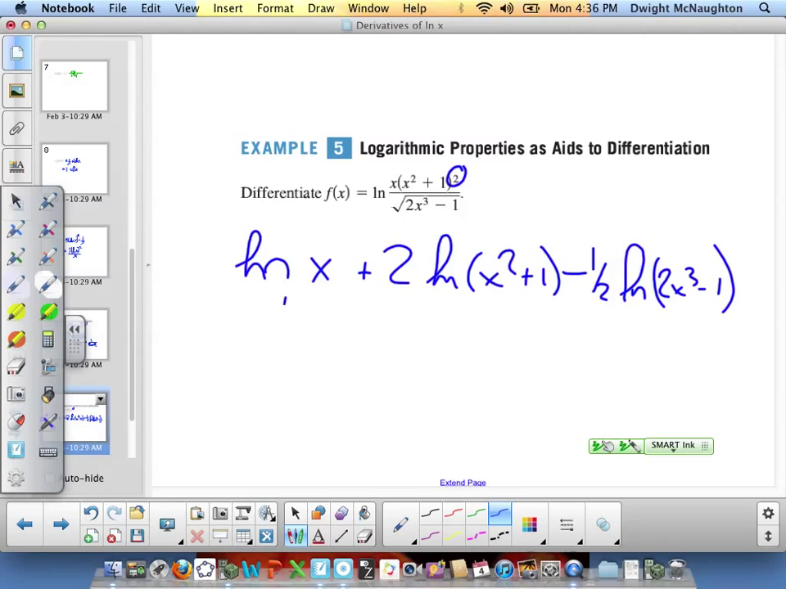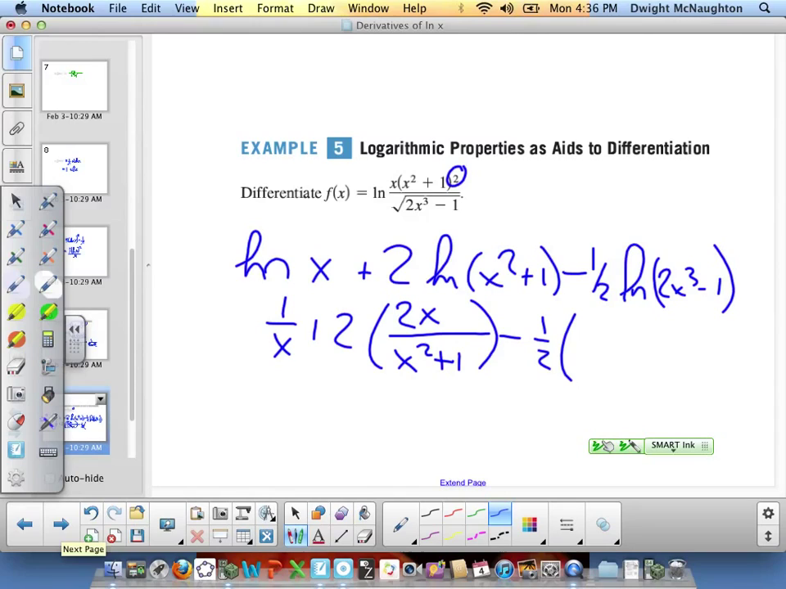The derivative of natural log of x is 1 over x, plus 2 times the derivative of the natural log of x squared plus 1. We'll do the derivative of what's inside over what's inside, minus 1/2 times the derivative of what's inside, so that'd be 6x squared, over what's inside, 2x cubed minus 1.